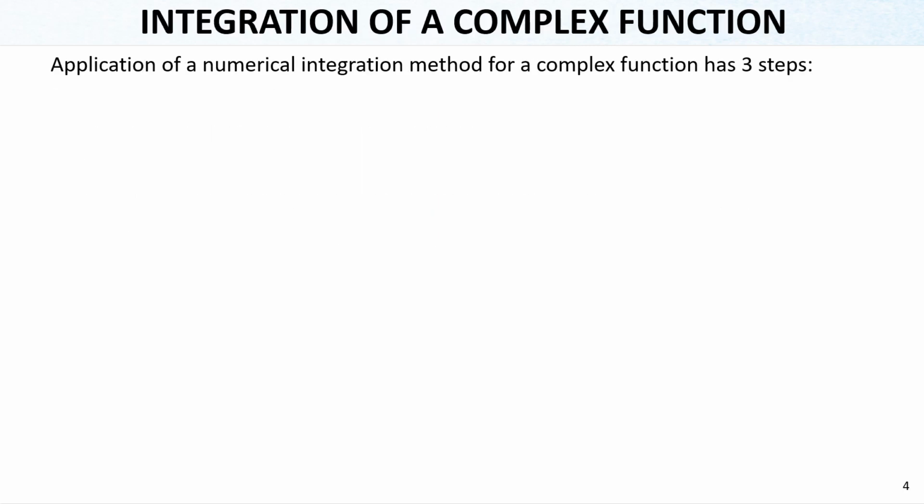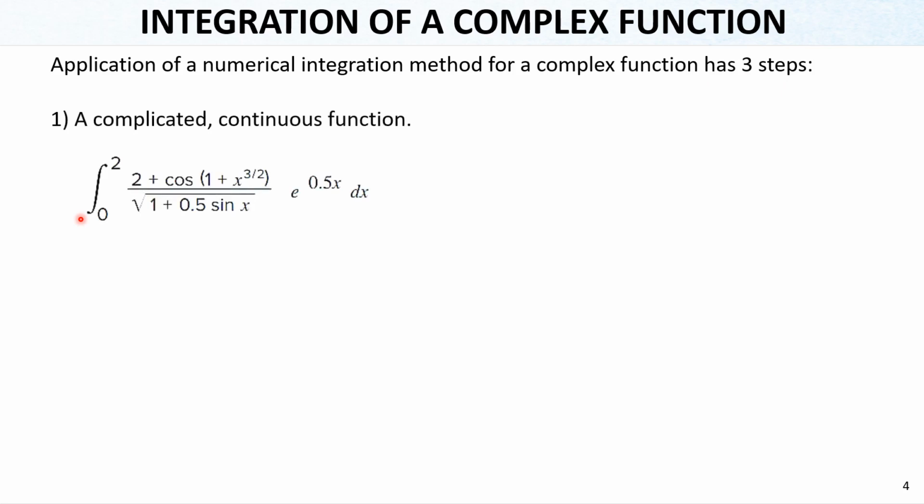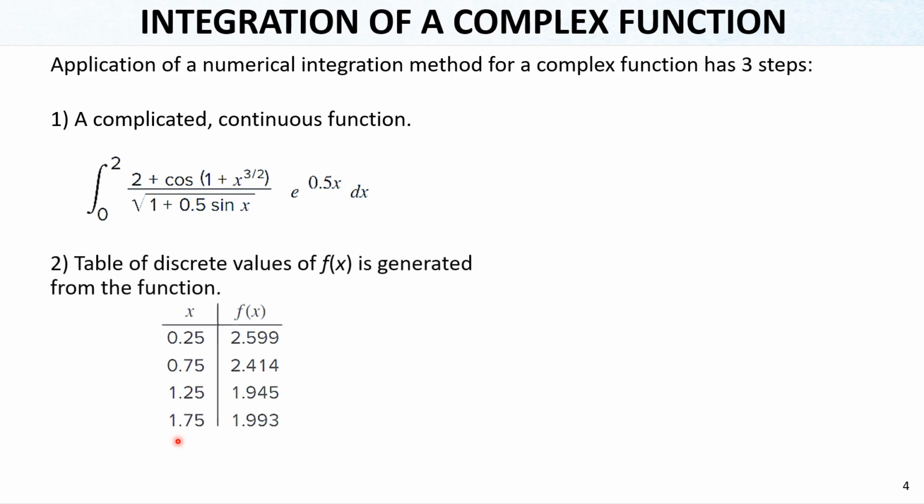So we will have an example of an integration of a complex function. Basically, we will apply a two-step procedure for the numerical integration. Let's say we have a complicated function. For instance, we are not able to take this integral easily. This is very difficult, so we say that we are going to use numerical integration. But for that, we need a table of data. So we create the data between 0 and 2, and we will use the strip method. So we will divide it into segments.